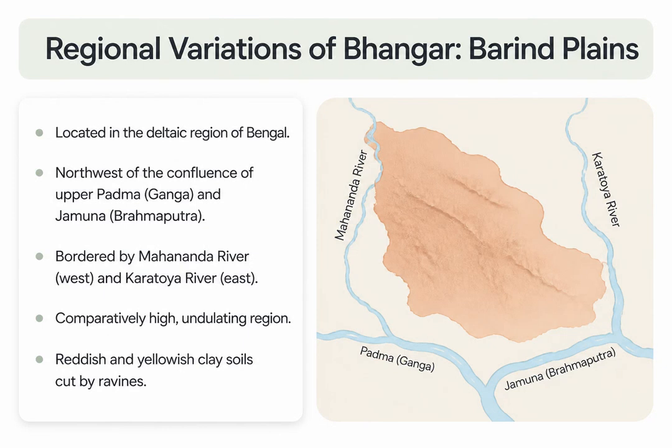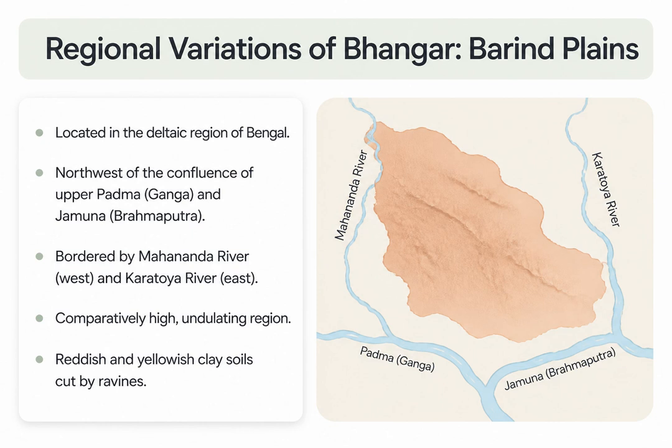The Bangar isn't exactly the same everywhere. It has regional variations. One important variation is the Barind Plains. This area is located in the deltaic region of Bengal, specifically northwest of where the upper Padma, which is the Ganga, meets the Jamuna, or Brahmaputra, in Bangladesh. It's bordered by the Mahananda River to the west and the Karatoya River to the east.